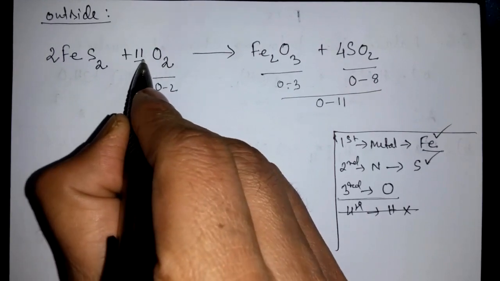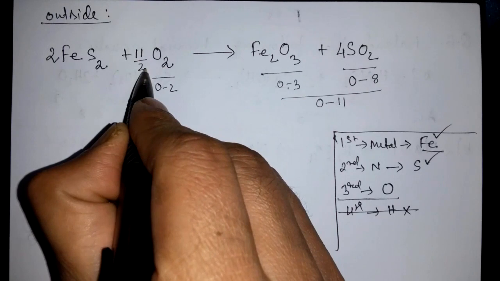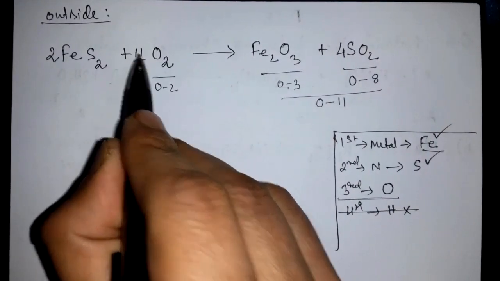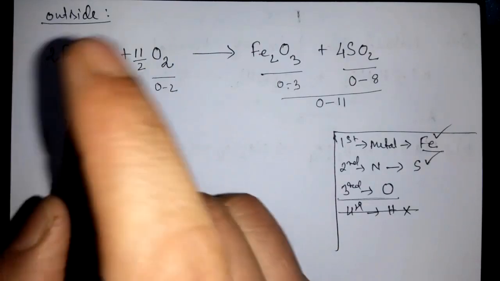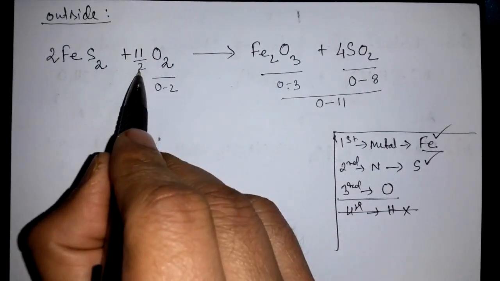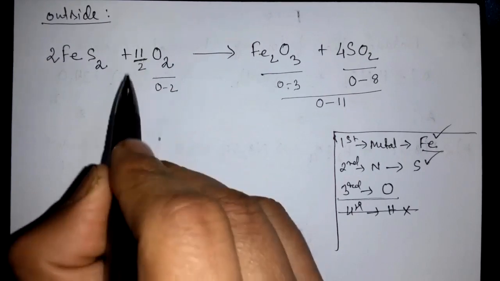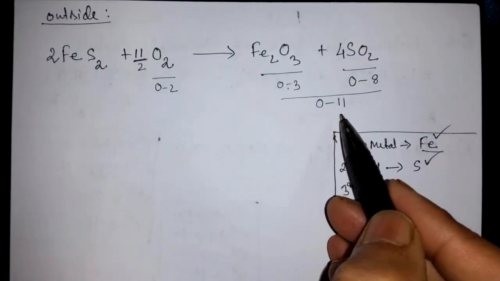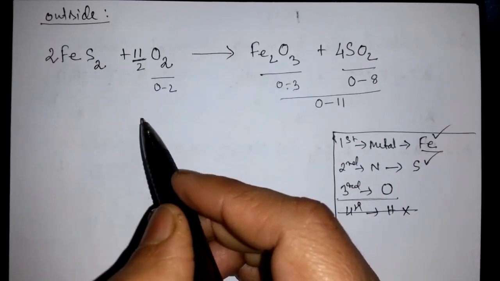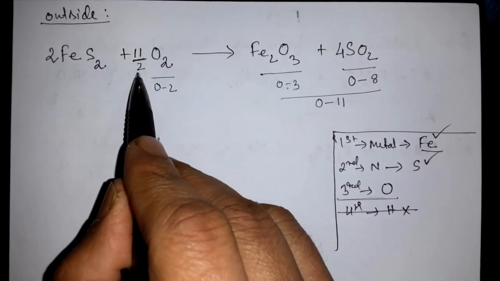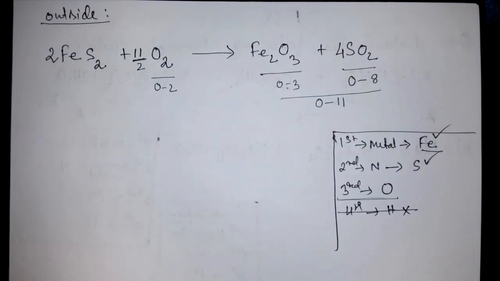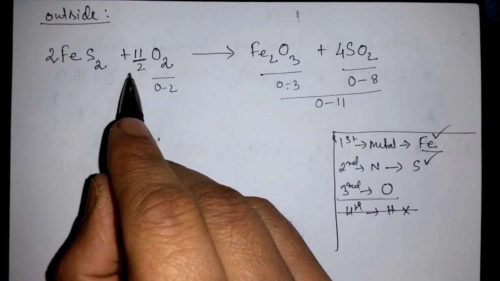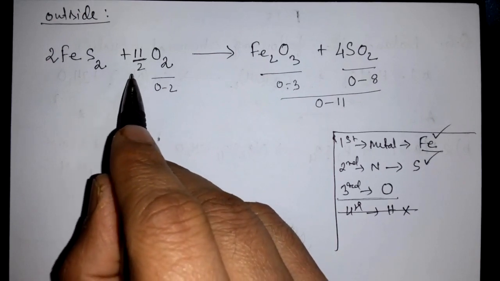So what you do, you divide by 2. I'll repeat. If you write 11, 11 into 2 is 22. So you need half. That's why we are dividing. So now this is balanced because this whole thing is 11. But in a chemical equation, generally we don't write fractions. If you write a fraction, I don't think the teacher will mark it wrong, but generally the rule is we don't write fractions. Now, how to remove the fraction?